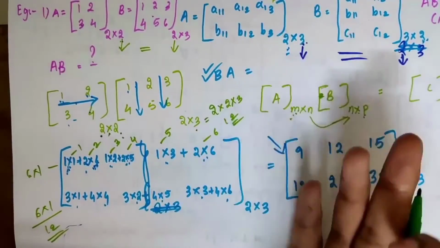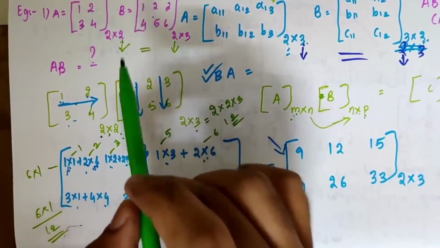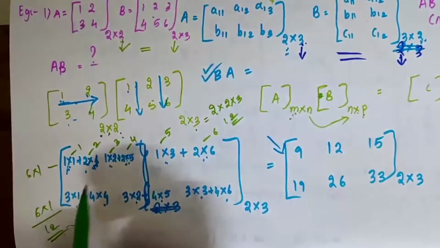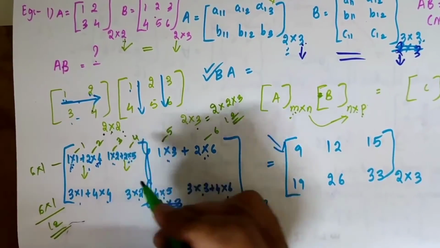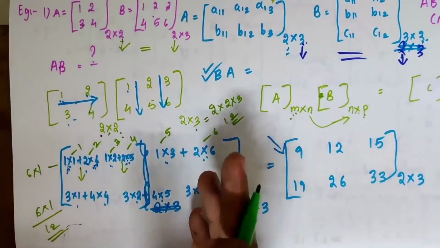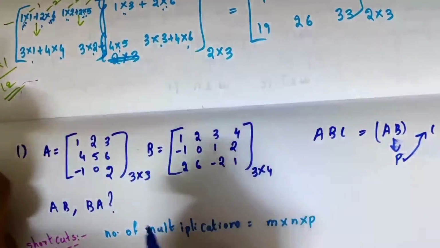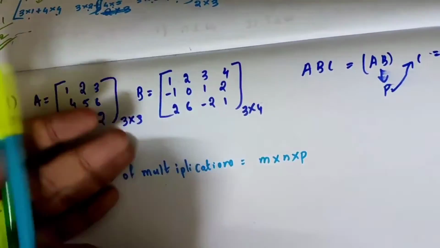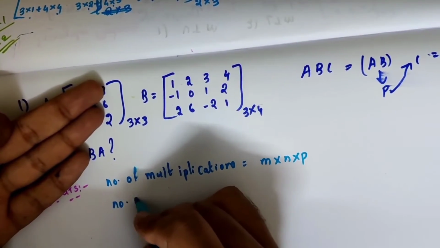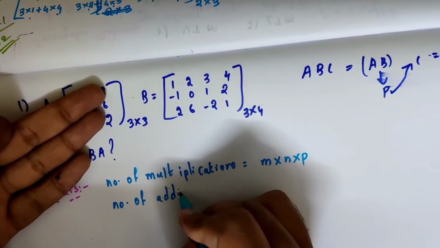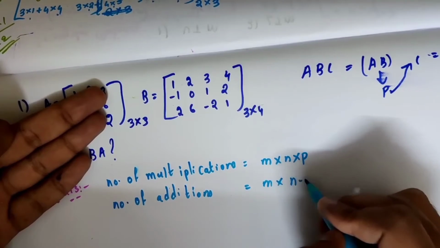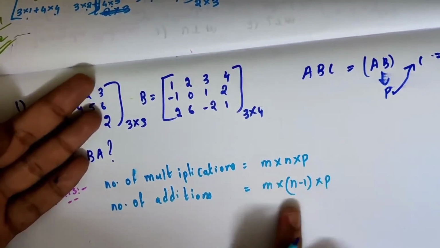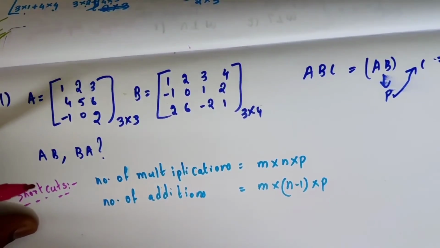Then my other question is, the number of additions required to form AB. You also have additions here, right? This is one addition, this is one addition. So what is the number of additions required to form AB? For that we have a formula, let me write it down. The number of additions required is equal to m into n minus 1 into p. This is my formula for finding the number of additions.